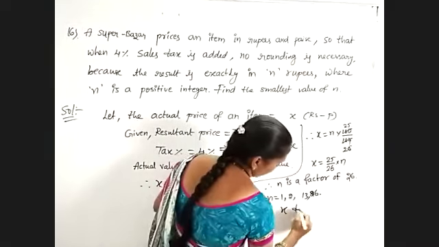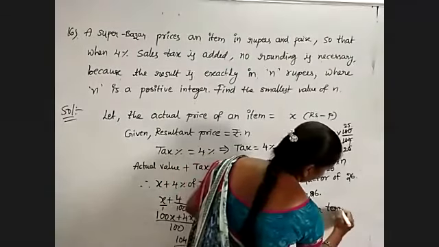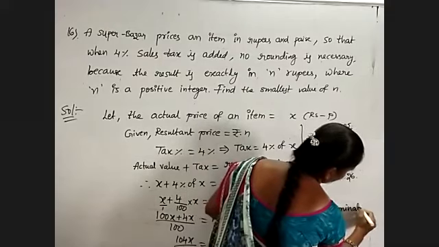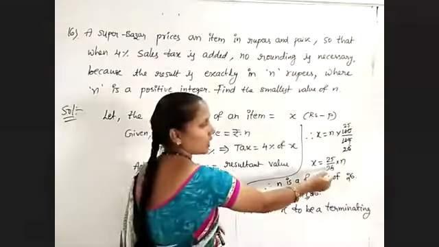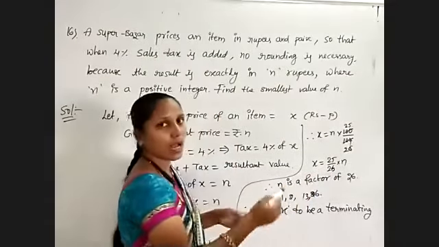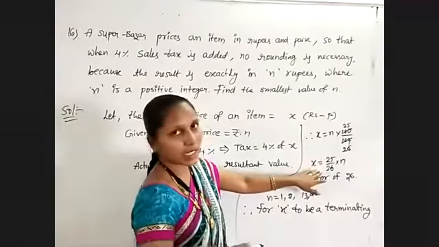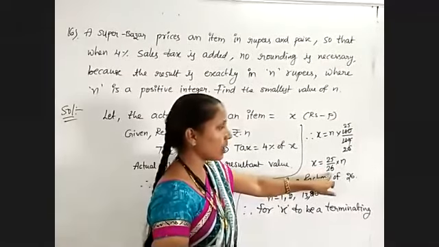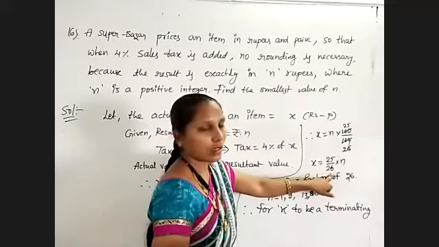for x to be a terminating decimal, how can we decide terminating or not? When the denominator we can express as 2 or 5 or 2 into 5 form, then only that will be a terminating decimal. If you are writing here 13 into 2 is 26, 13 is one of the factors.